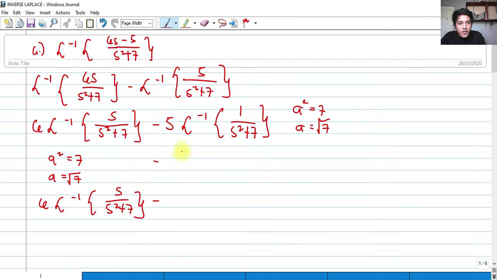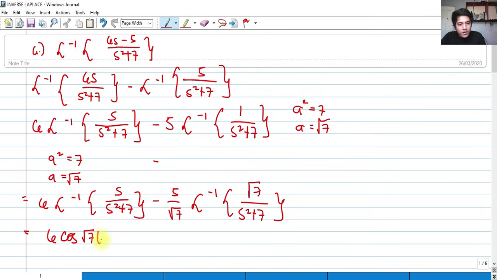So this is going to be, we can multiply square root of 7 over square root of 7. So we have 5 over square root of 7, of which the other square root of 7 is in the numerator, we will multiply it inside the inverse Laplace so that we can evaluate its inverse. So what will happen here? 6 inverse Laplace of this would be 6, okay? Cosine of square root of 7t.